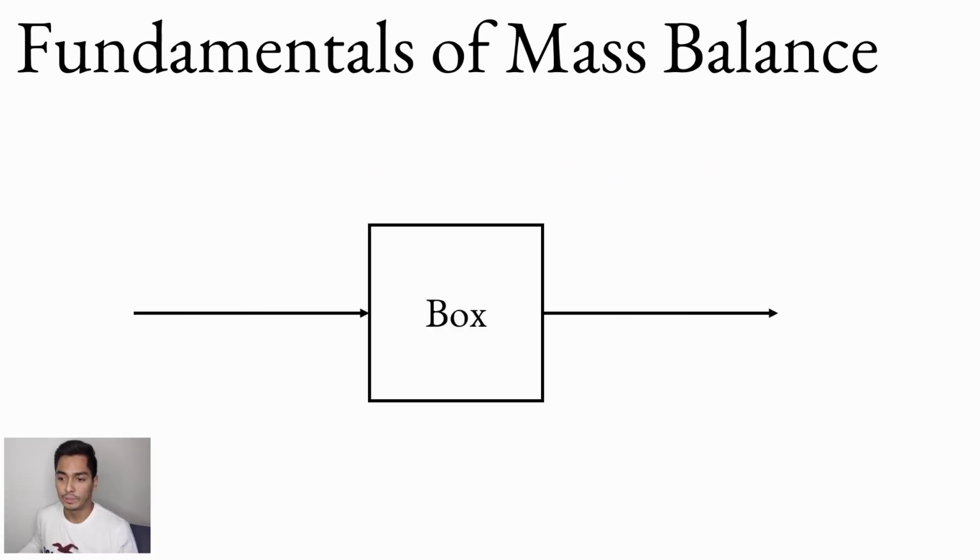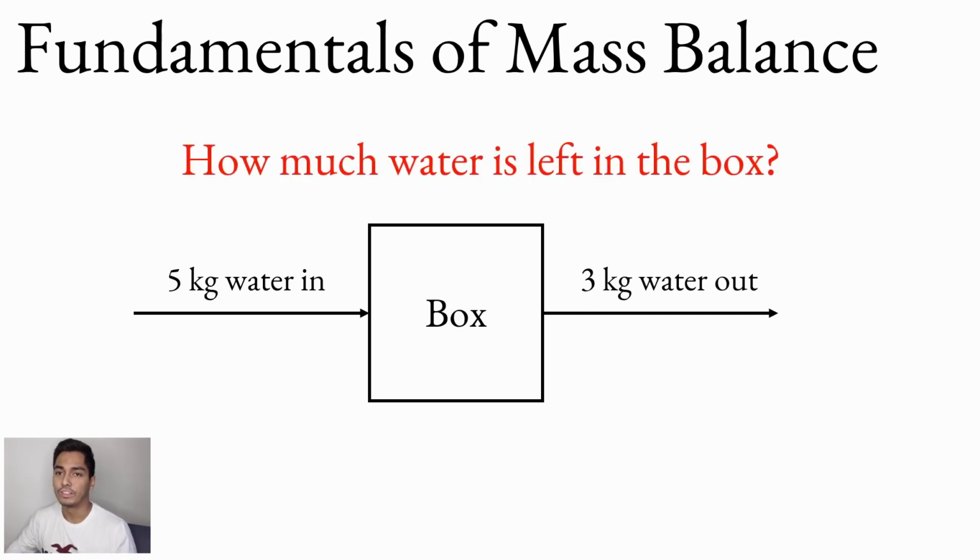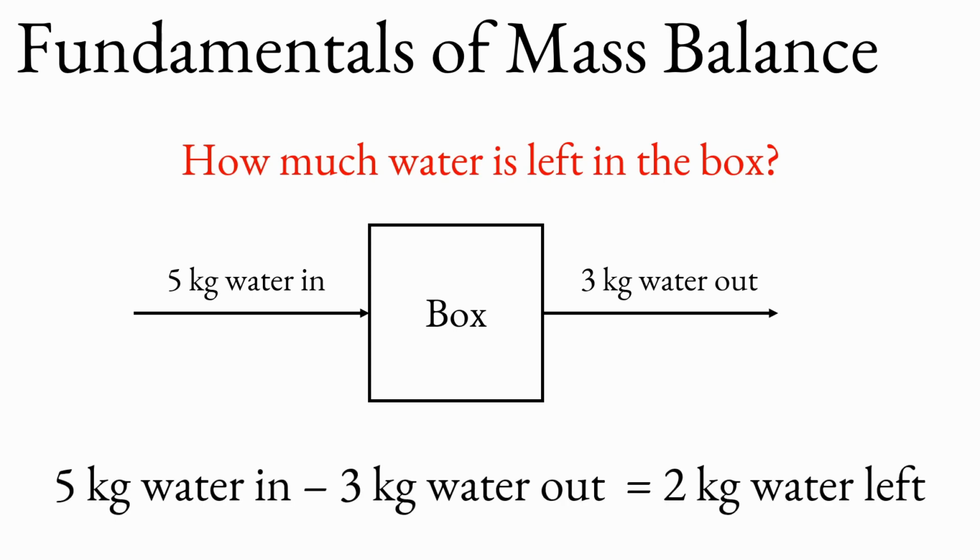Let's add something else. Let's say 5 kilograms of water are going into the box, and then we take out 3 kilograms of water. So again, how much water is left in the box? It's literally just subtracting 5 minus 3. So it's just going to be in minus out, which is 2 kilograms of water.